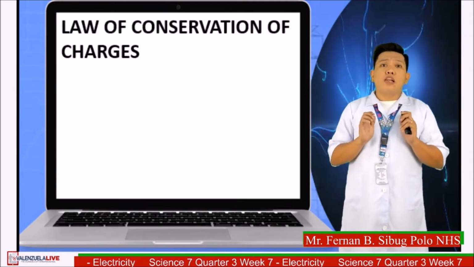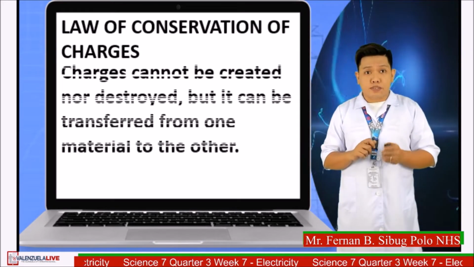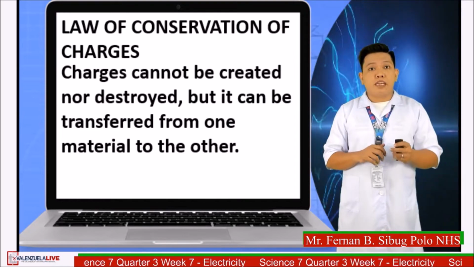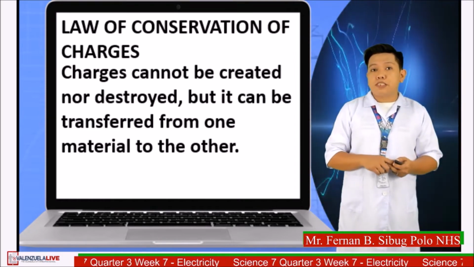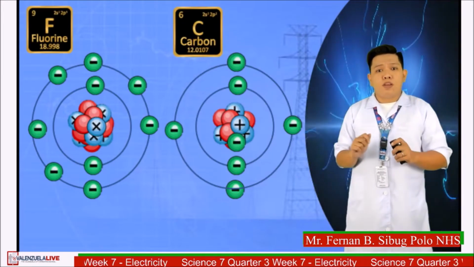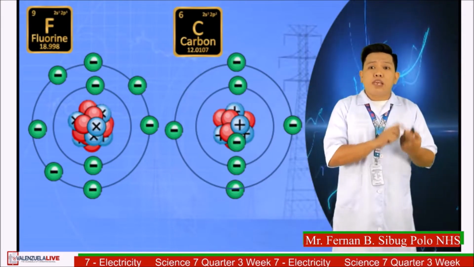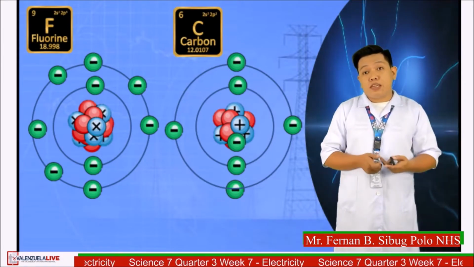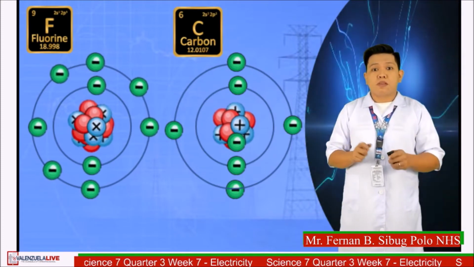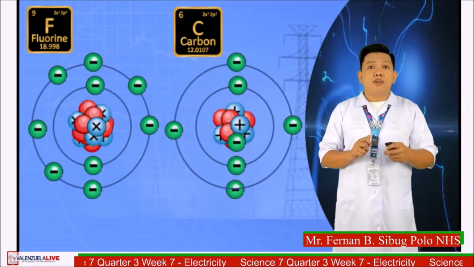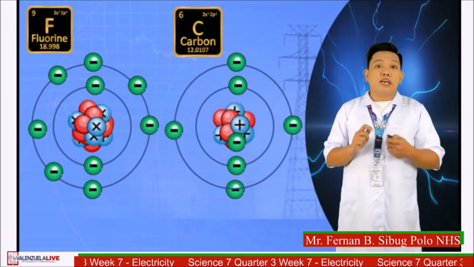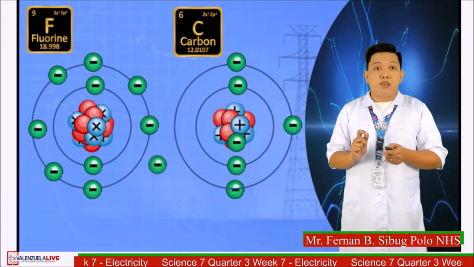According to the law of conservation of charges, charges cannot be created nor destroyed, but they can be transferred from one material to the other. Here's an example. When we rub a material made of fluorine and a material made of carbon, electrons will transfer from carbon to fluorine. In this case, the electron of carbon will transfer to fluorine.